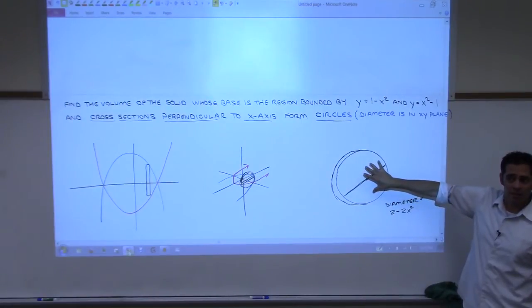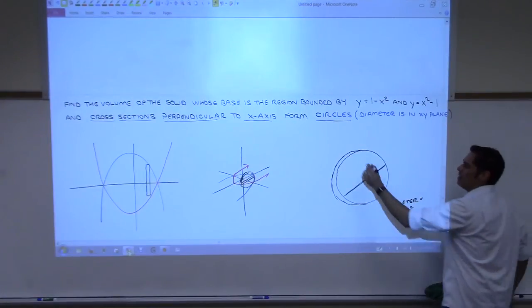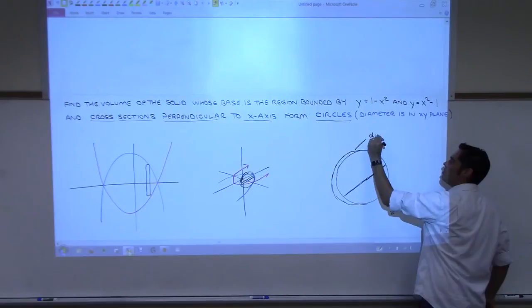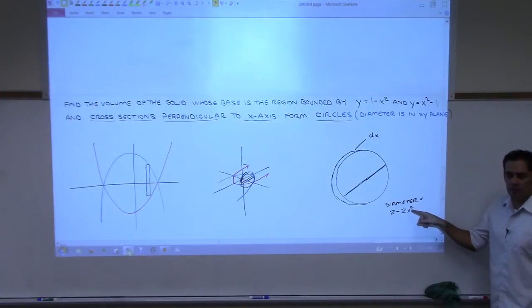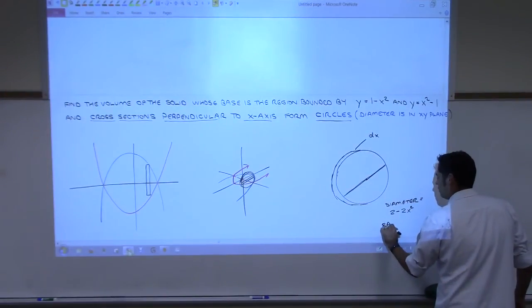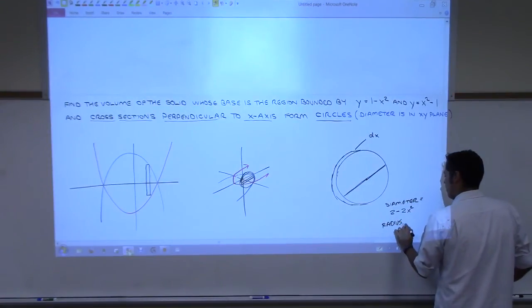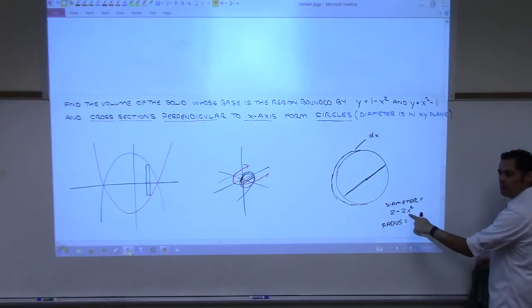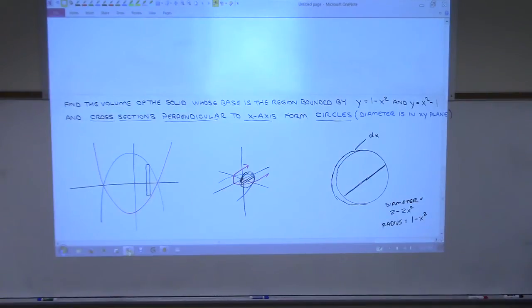Now, what is the volume of this? That's a cylinder, isn't it? Pi r squared times height. Well, we know what the height is. The height's really just the width of this, which is dx. So I just need pi r squared. R is half of that. Yeah, the radius is half of the diameter. So the radius of this circle is half of that. Just distribute a half through, so you just get 1 minus x squared. Agree?